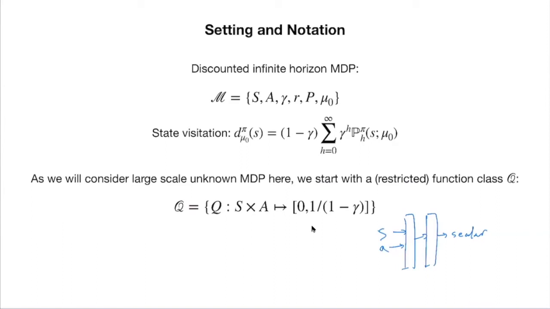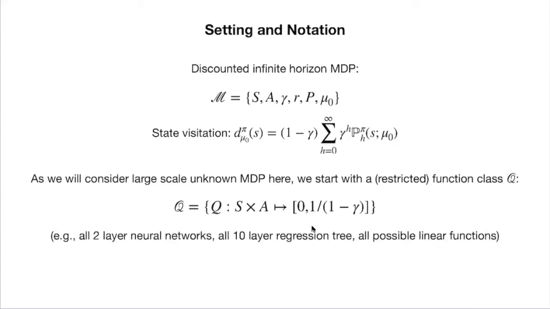And of course you can replace this neural network by a decision tree or a Gaussian process, whichever one you want. Examples are all 2-layer neural networks, or all 10-layer neural networks, regression trees, or all possible linear functions, maybe all possible linear functions in kernel space.